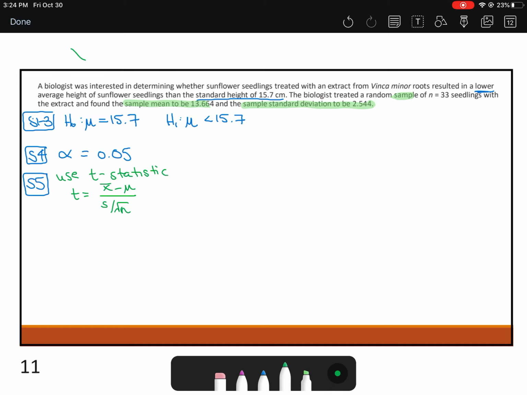Now what I'm going to do as well is I'm going to make sure I notate all the variables. So I have my mu, and let's go back. So my x bar in this case, so what is the sample? Well, my sample in this case is, he noticed it to be 13.664. My sample standard deviation is 2.544. I know that my mu, we already wrote that, but that's 15.7, and my sample size is 33.